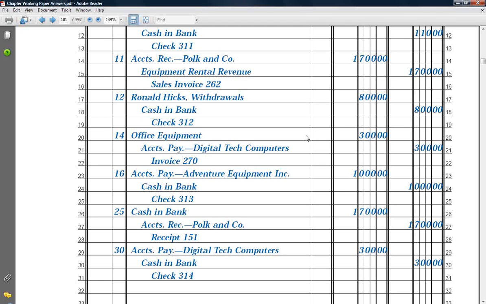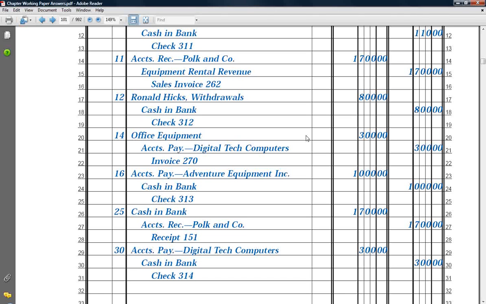On the 25th, this time we received cash, $1,700. Why did we receive that cash? Because our customer, Polk and Company, paid us back. Accounts receivable has a normal debit balance and increases with a debit, decreases with a credit. So they paid us back, decreasing what is owed. So we decreased the asset account, accounts receivable, $1,700. The debit, cash in bank, increased, $1,700 debit. Credit accounts receivable, Polk and Company, $1,700. Source document, receipt 151.